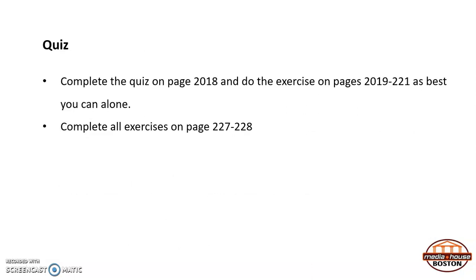Next is the quiz. Please can you complete the quiz on page 218. So please complete the quiz on page 218 and do the exercises on page 219 to 221. And please do these alone. And then complete all of the exercises on page 227 to 228.